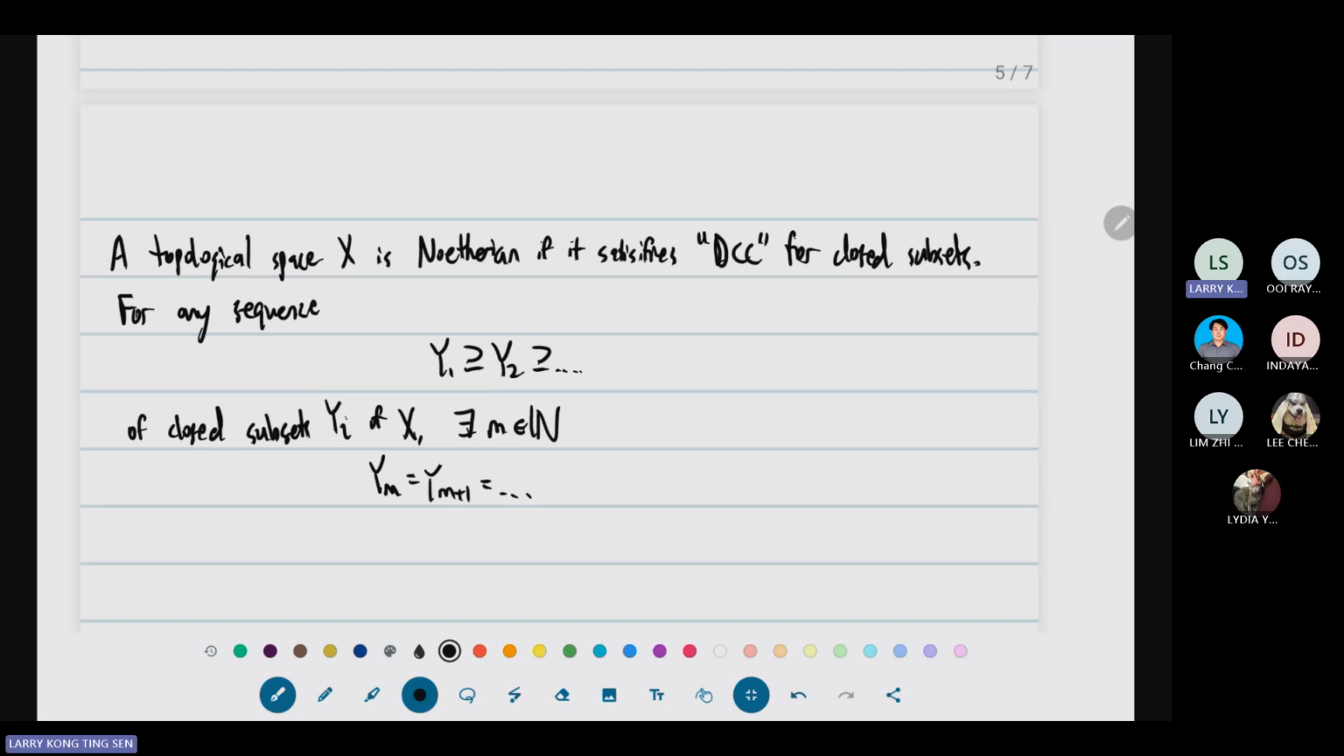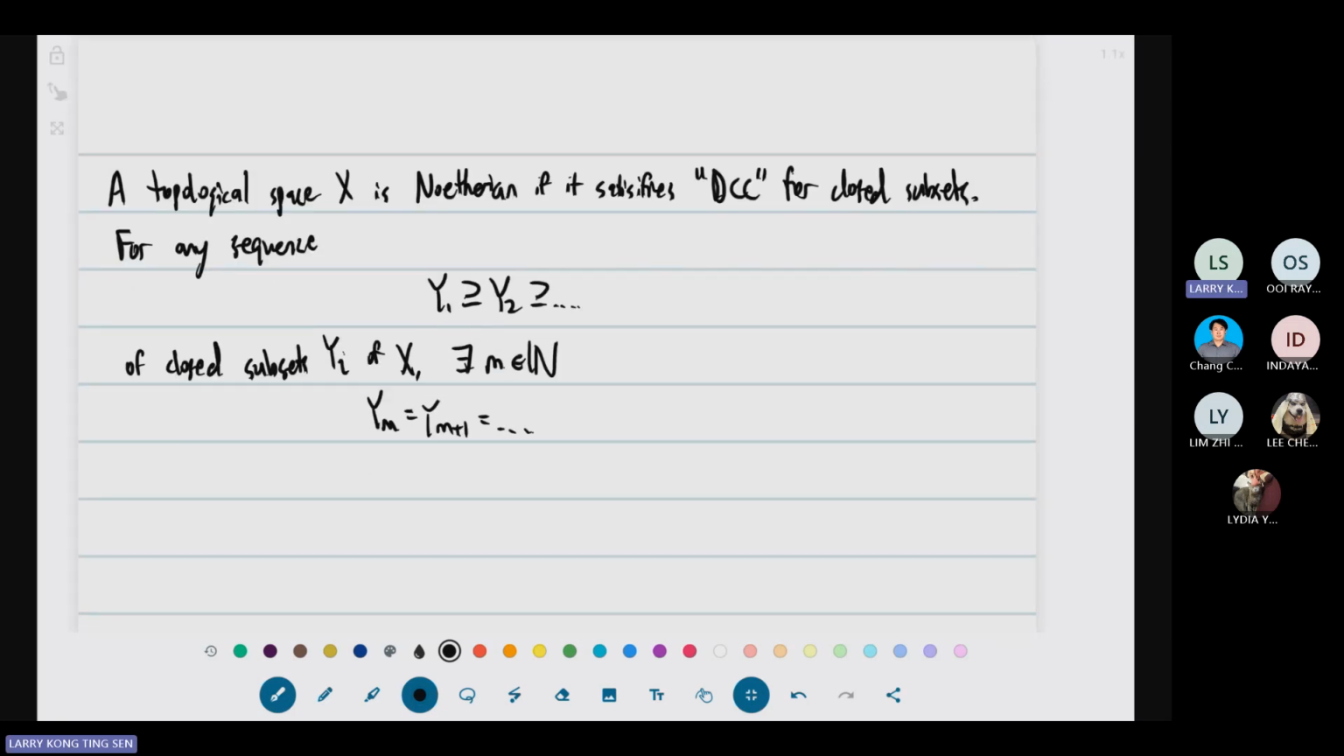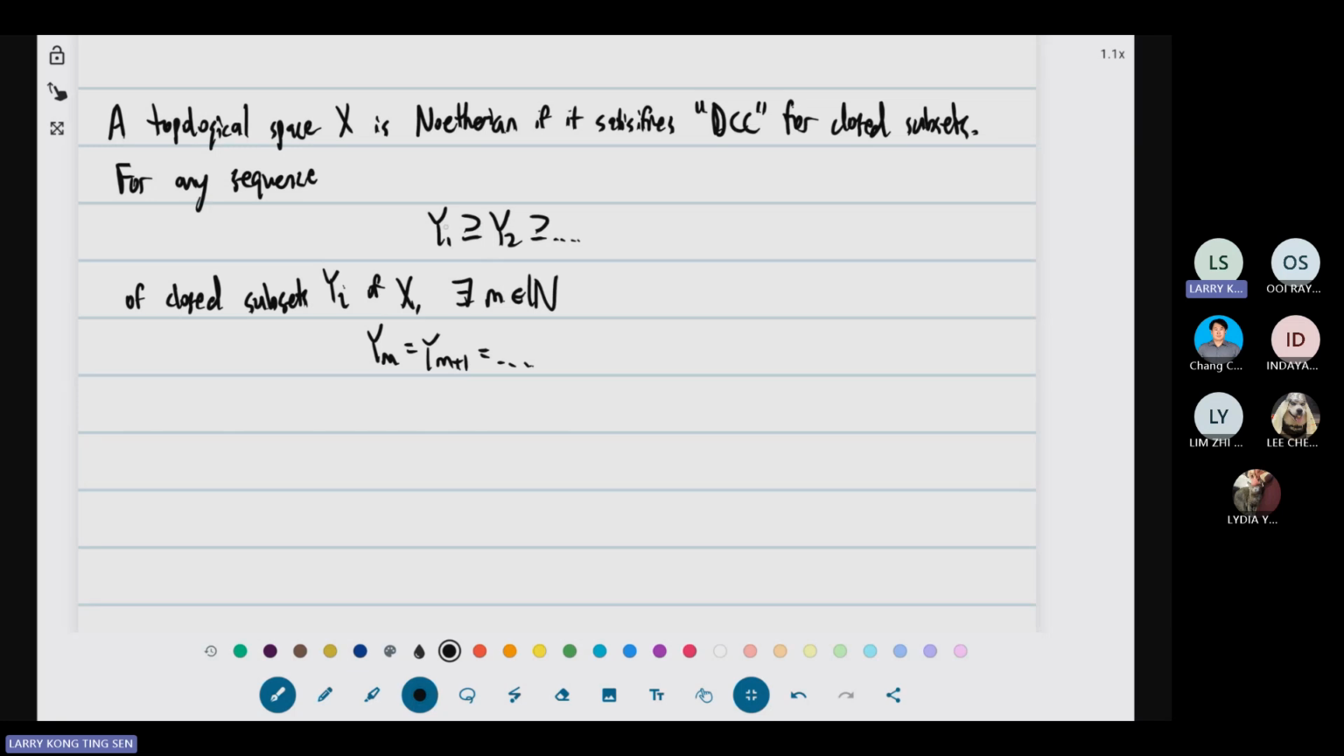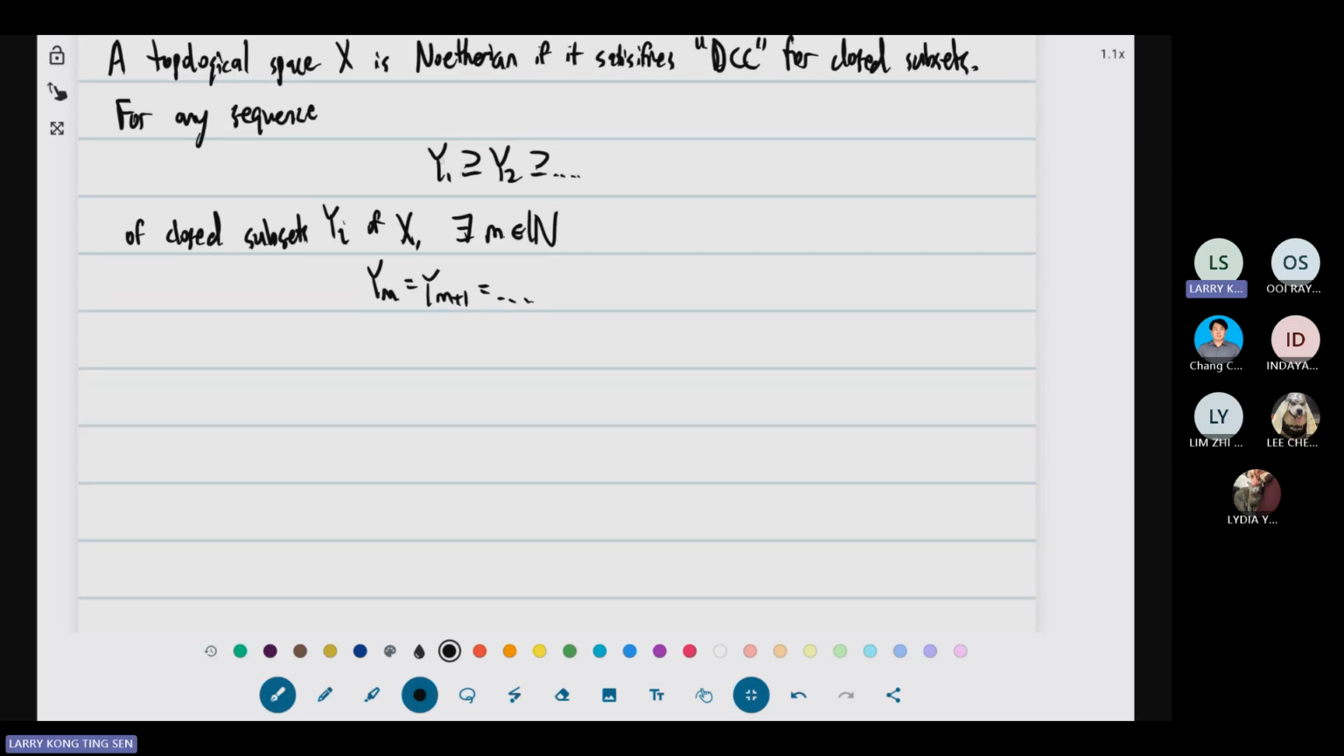Or to put it in other words, a topological space is Noetherian if there are no sequences of closed subsets ordered by inclusion that are strictly descending. That is, it eventually has to stay constant. In other words, if we require this set inclusion to be strict, then the length must be finite.